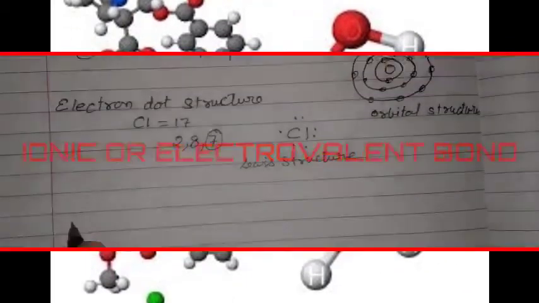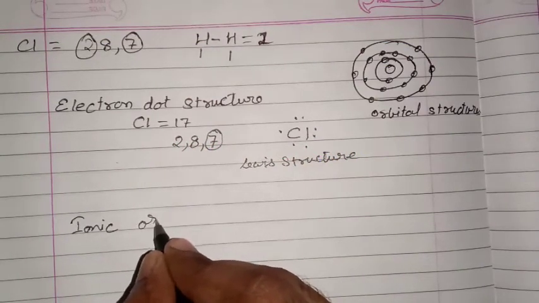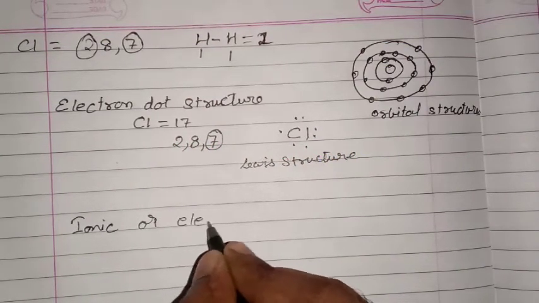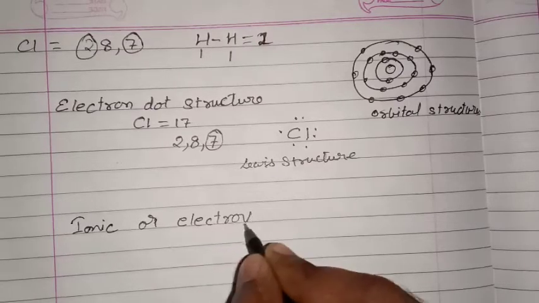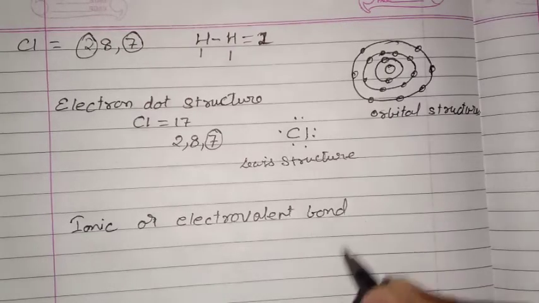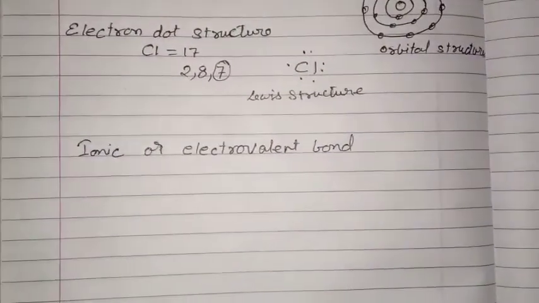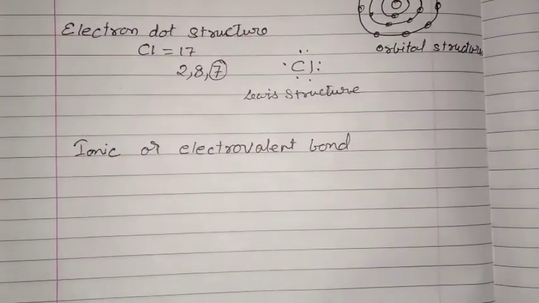Next is ionic or electrovalent bond. All of you know about this kind of bond, the electrovalent bond. I think all of you know. Yes, last in the ninth class, all of you have read about this electrovalent bond. What is an electrovalent bond?